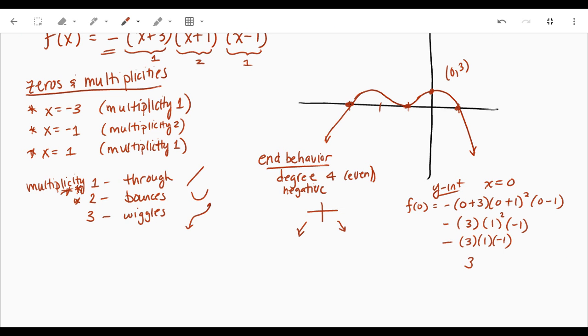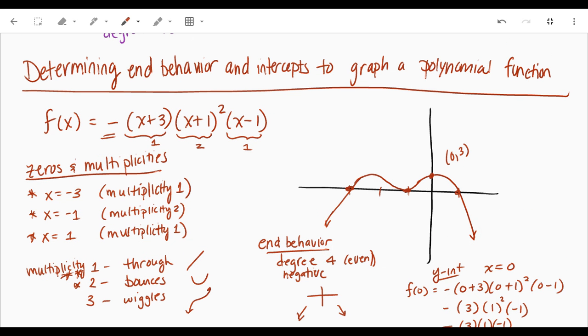And that's another check. If I got -3 for the y-intercept, I would know I did something wrong, because it doesn't match up with the graph. And then the zeros are at (1, 0), (-1, 0), and (-3, 0).